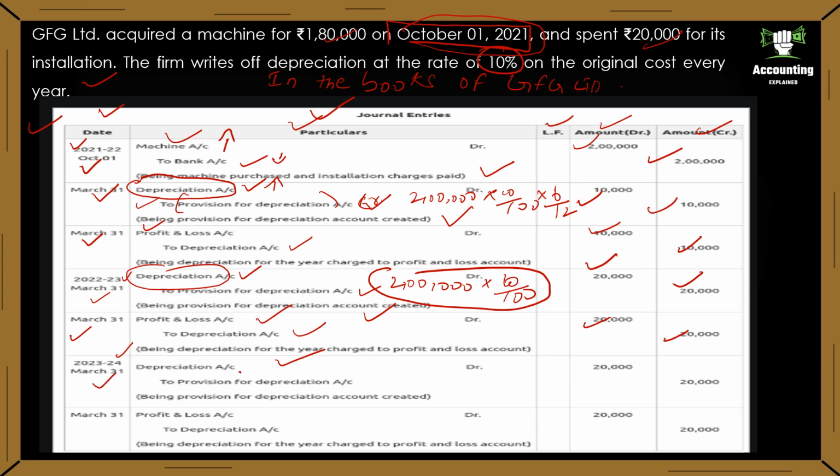Next 23-24, same 2 entries. March 31, depreciation account debit to provision for depreciation account. Again depreciation for the whole year, 20,000, 20,000. Again March 31, transfer this depreciation to P&L. P&L account debit to depreciation account, 20,000, 20,000. Being depreciation for the year, charged to P&L account.